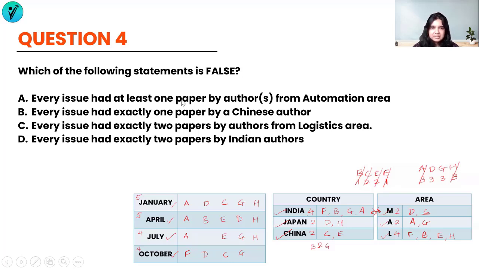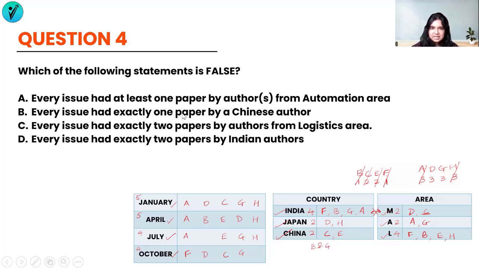Every issue had at least 1 paper by author or authors from automation. Let's see if every issue has somebody from automation. Automation is A and G. We have A, and we have G. Yes, at least 1 paper, that is true. So A is true. It's not a false statement. Cannot be an answer. Let's take a look at B.